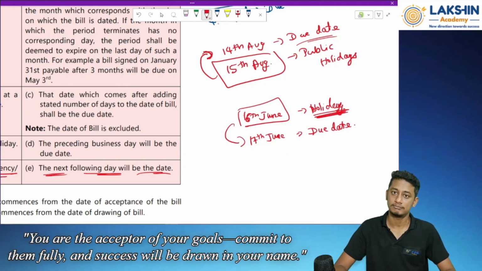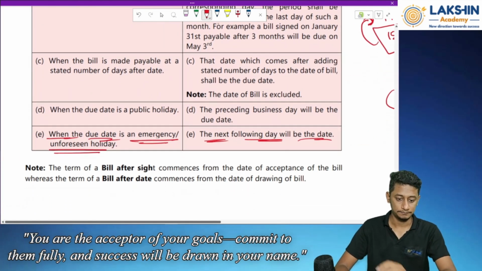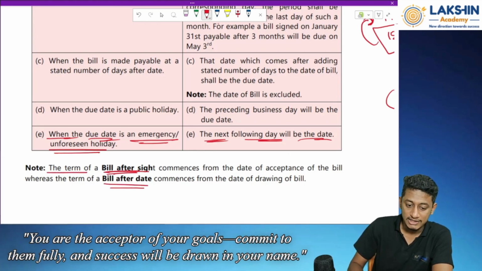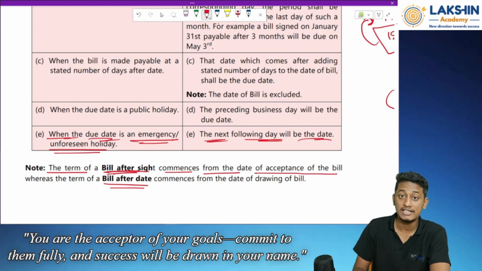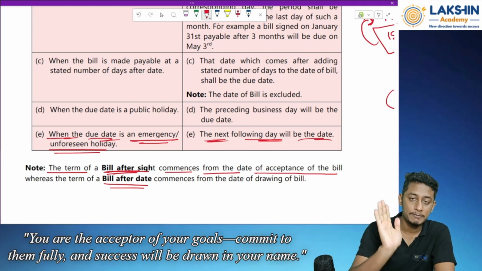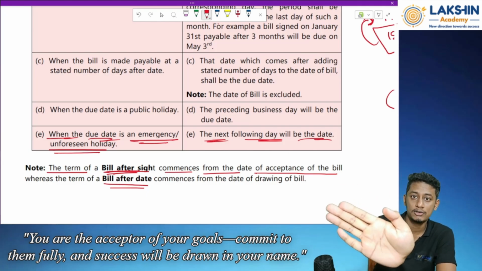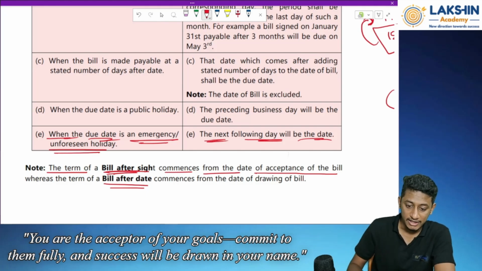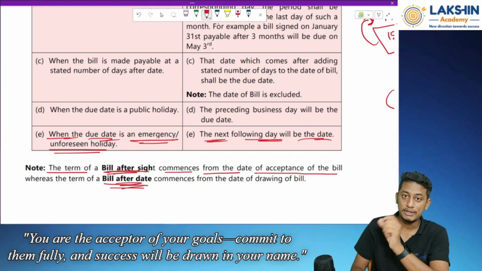Now, there are two terms: bill after sight and bill after date. The term of a bill after sight commences from the date of acceptance of the bill. After sight means the bill will be due from whenever I show the bill to the person. Bill after date means that after that particular date the bill should be paid.